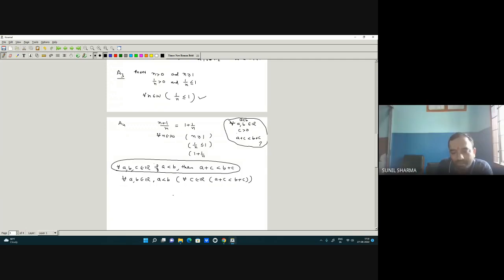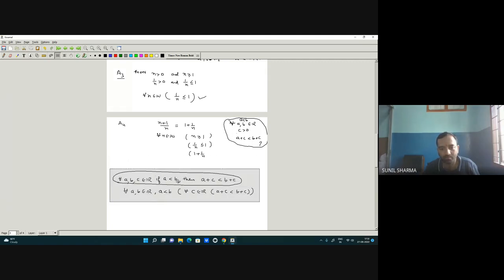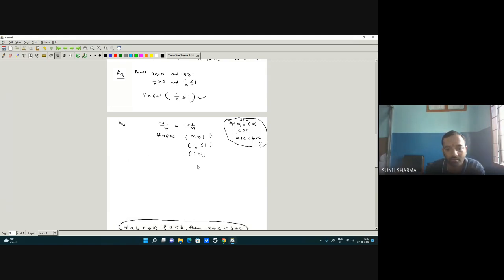So we are discussing that 1 upon n is less than or equal to 1, right? So if we add 1 to it, 1 plus 1 upon n is less than or equal to 1 plus 1, so this is less than or equal to 2. So what is the upper bound for this set A4 now? Yes, tell me.